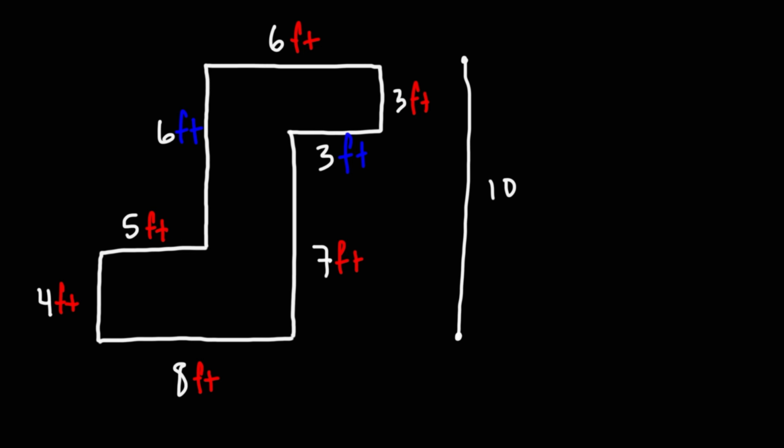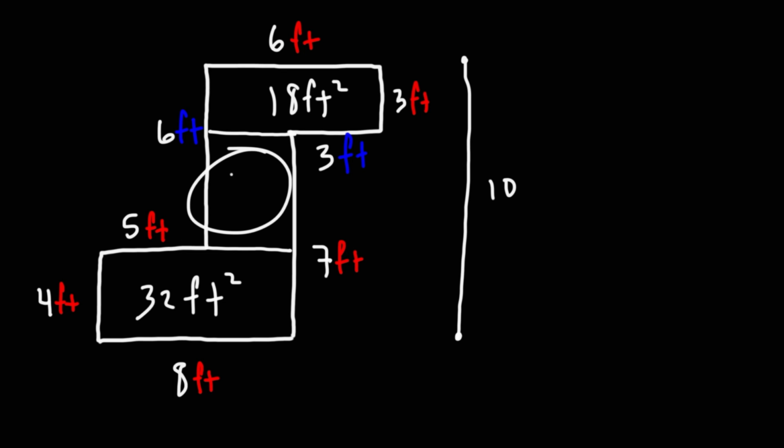So now let's break this up into smaller rectangles. So I'm going to put a line here and here. So the area for the bottom rectangle, we have a length of 8 and a width of 4. 8 times 4 is 32. So this is going to be 32 square feet. For the rectangle on top, we have a length of 6, a width of 3. 6 times 3 is 18. So we have 18 square feet.